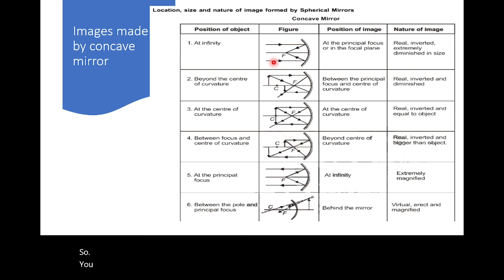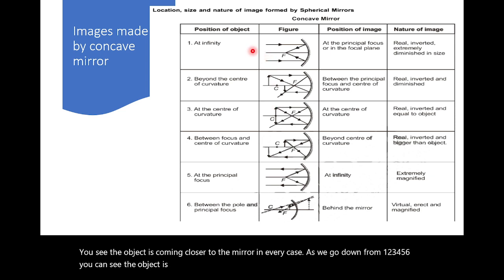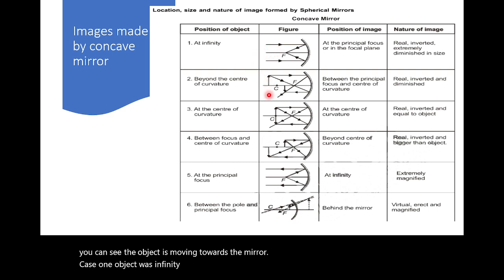So you see the object is coming closer to the mirror in every case. As we go down from 1, 2, 3, 4, 5, 6, you can see the object is moving towards the mirror. Case 1 object was at infinity, case 2 object was near C, case 3 object was at C, case 4 object came towards F, it comes closer to F. Next case object is at F, and then the last case object is between F and mirror.